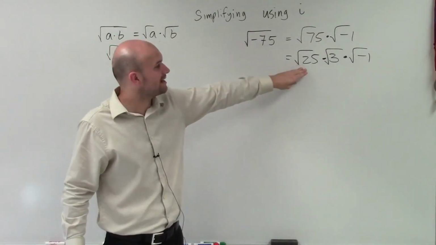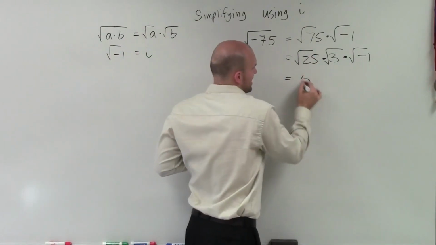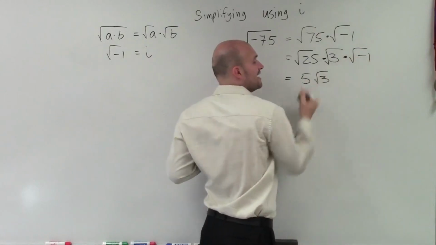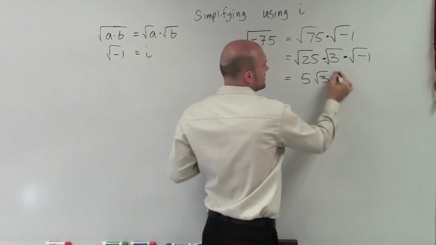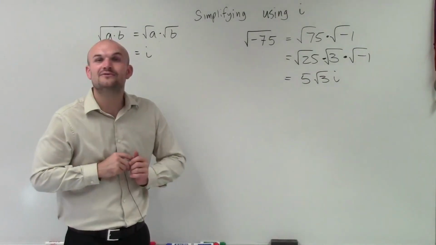However, now I can simplify each one of these roots. So the square root of 25 we know is 5. The square root of 3 is going to remain the square root of 3. And the square root of -1 is just going to leave us with i. So there you go, ladies and gentlemen. That is how you simplify using i.